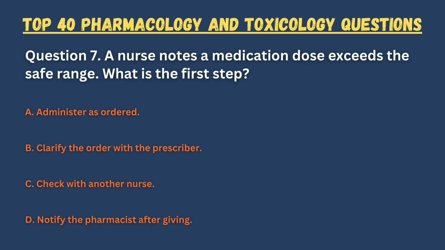Question 7. A nurse notes a medication dose exceeds the safe range. What is the first step? A. Administer as ordered. B. Clarify the order with the prescriber. C. Check with another nurse. D. Notify the pharmacist after giving.